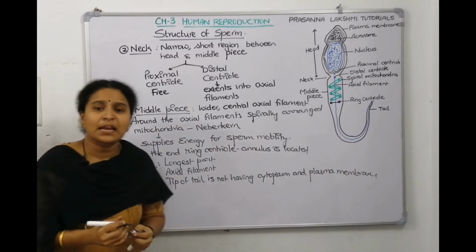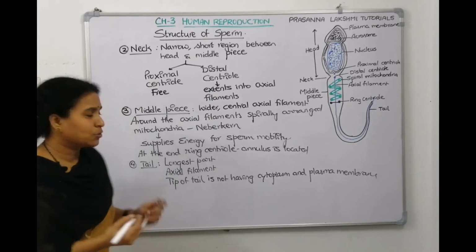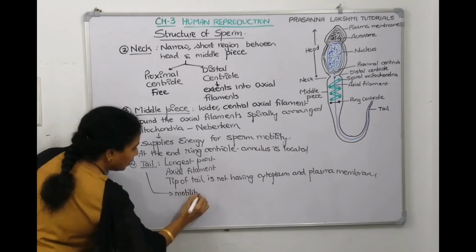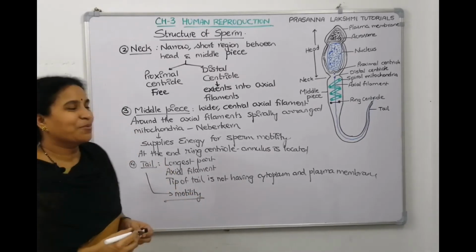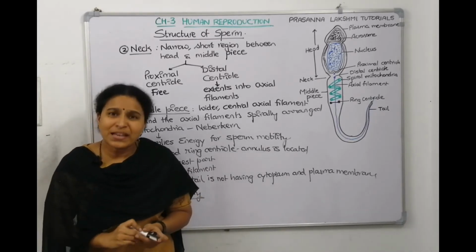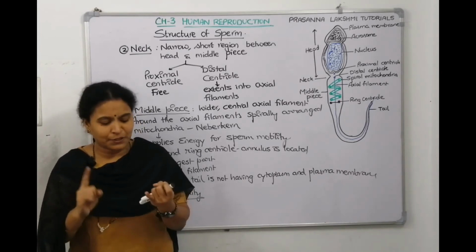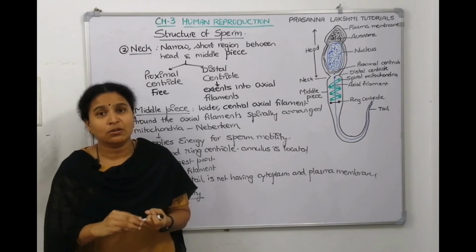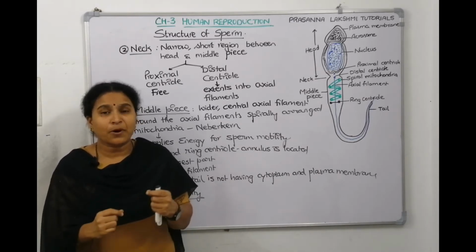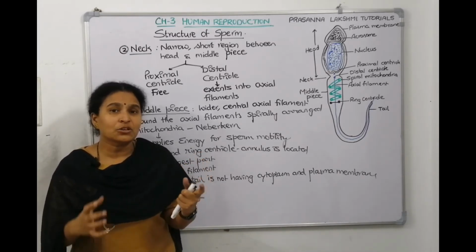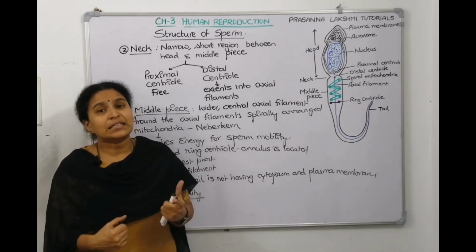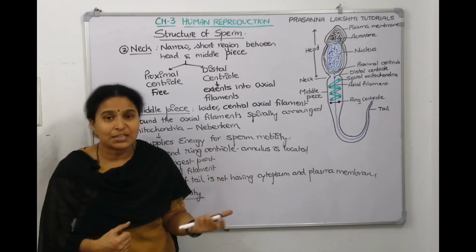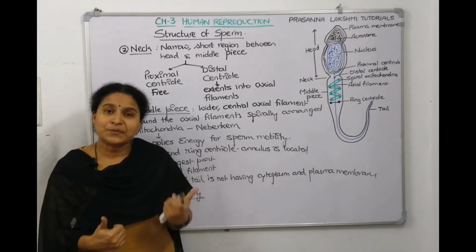What is the function of the tail? The tail helps in swimming. It gives motility. So this is about the structure of the sperm. How easy, there are only 4 parts. The first one is the head, which contains the acrosome and the genetic material, the nucleus. Then the neck region, with centrioles: the proximal will go inside during fertilization, and the distal will make the axial filament. The axial filament will extend in the middle piece and the tail. The middle piece provides energy since it has mitochondria, and the tail helps in swimming.